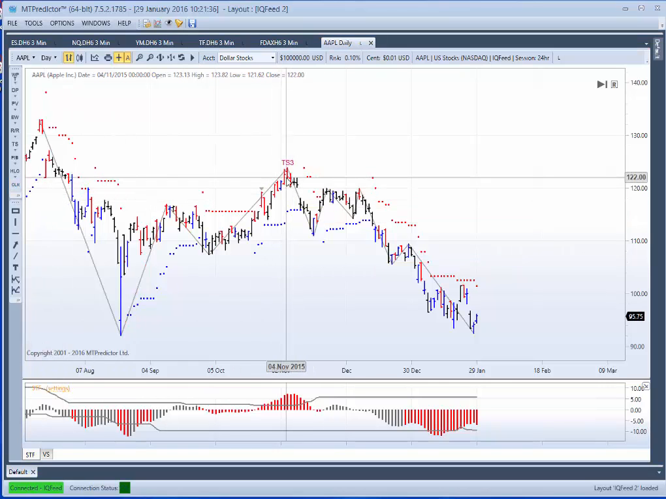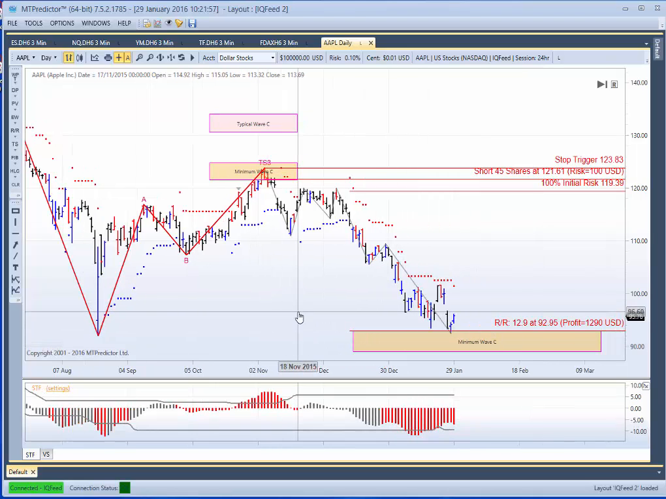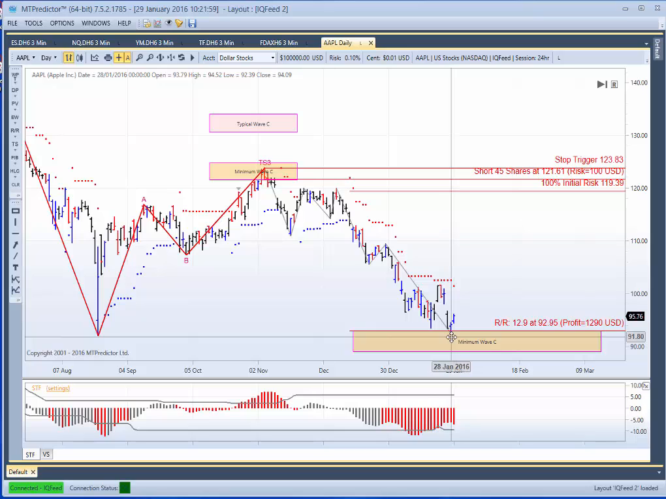We then had a TS3 sell, which came in here on the 4th of November. That caught the high very nicely. If we right mouse click and do analysis, this time it's 45 shares for our 0.1% risk on $100,000, or $100 risk, 45 shares short. The target was down here. Now the reason I'm doing the video today is because yesterday, which was the 28th of January, the market hit our target very nicely indeed.